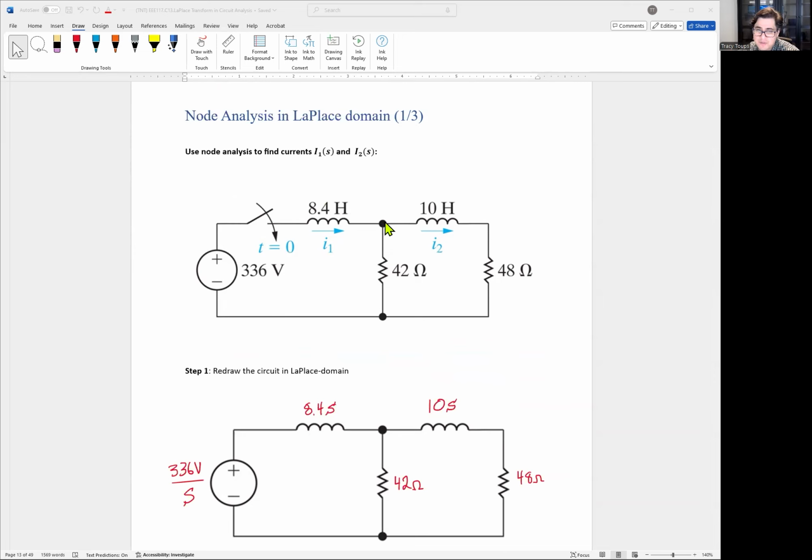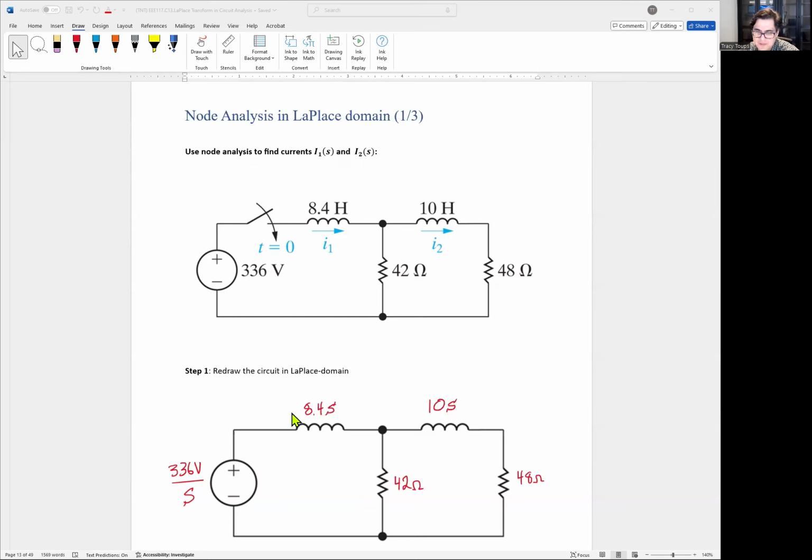It's a node in the middle with two inductors and two resistors, and you have a DC voltage of 336 volts that's getting turned on at t equals 0. First step before we do anything else is all this needs to get converted into the Laplace domain. So this 336 with this switch gets converted to just a voltage source with no switch, because the switch is represented by a divide by S right here. So there's 336 divided by S.